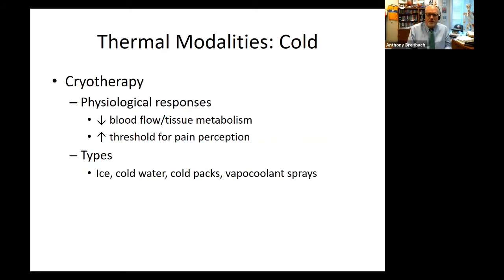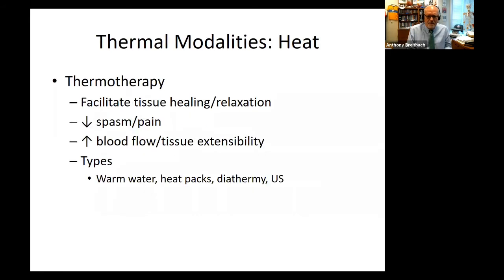Some of the reasons we use therapeutic modalities, cold modalities, cryotherapy. There is a decrease of tissue metabolism and decreased blood flow, but it's not appreciable. It's really the main reason we use cold: your pain perception decreases because nerve conduction velocity decreases. Types of things that we use, and we'll be talking about those a lot more next week: ice, cold water, cold packs, vapor coolant sprays, those types of things.